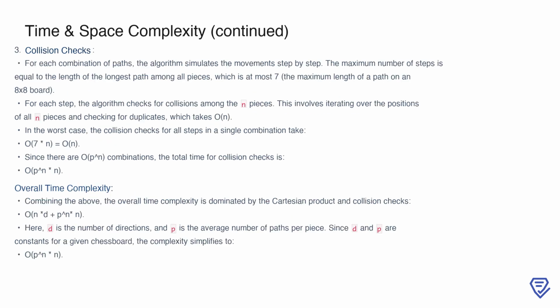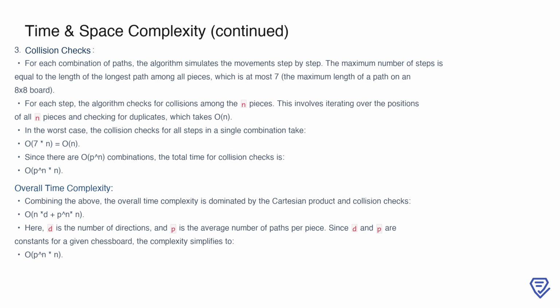Once the paths are generated, the algorithm performs collision checks for each combination of paths. This involves simulating the movement of the pieces step by step. The number of steps is limited by the length of the longest path, which is at most 7, the maximum distance on the board. At each step, the algorithm checks for collisions by comparing the positions of all n pieces. This requires an O(n) operation per step. Therefore, for a single combination, the collision check takes O(7*n), which simplifies to O(n).